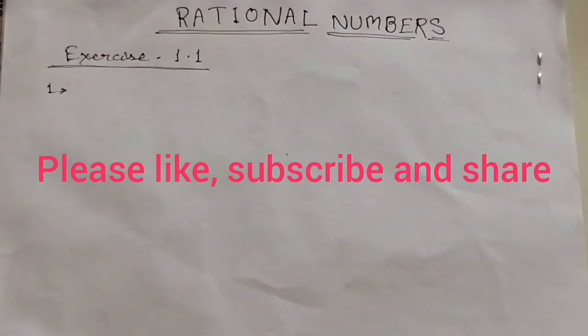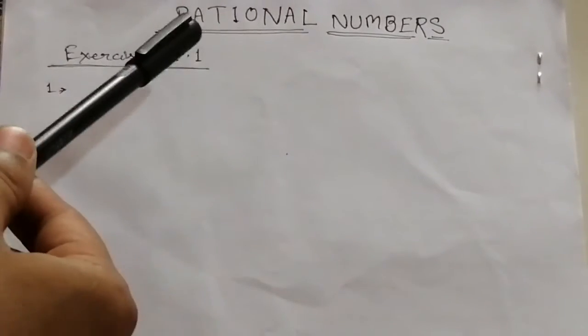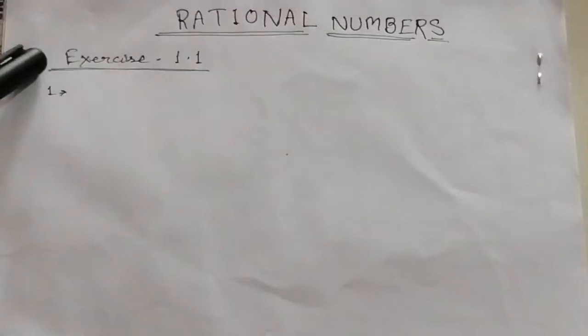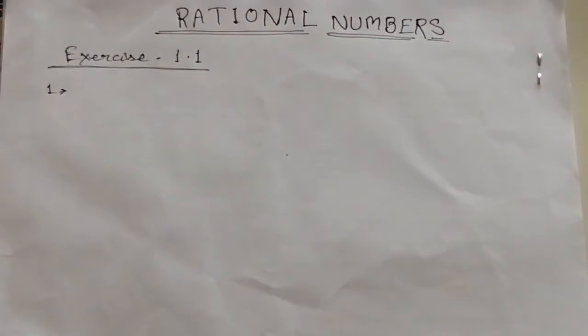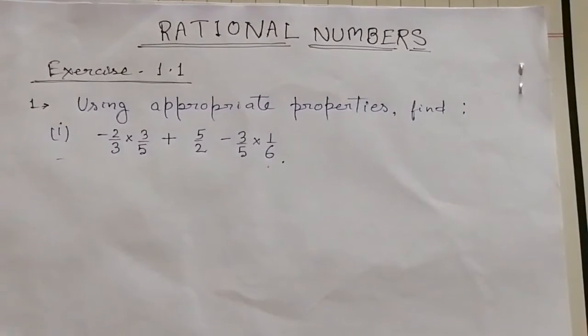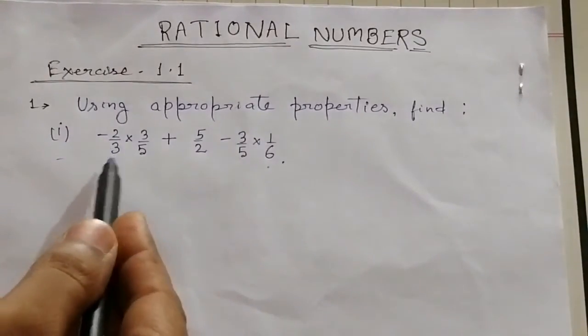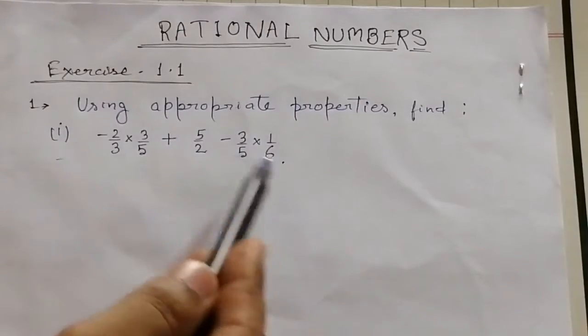Myself Arvind Kumar Vishwakarma, and we are going to solve rational numbers exercise 1.1 of NCERT textbook. So here, first question is: using appropriate properties find, and one expression is given.